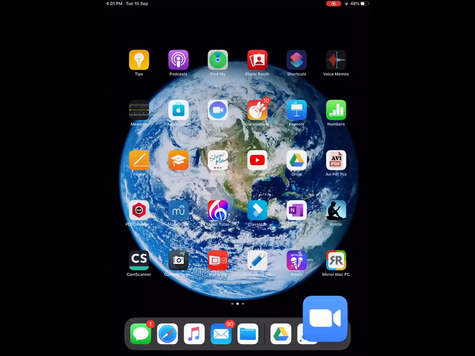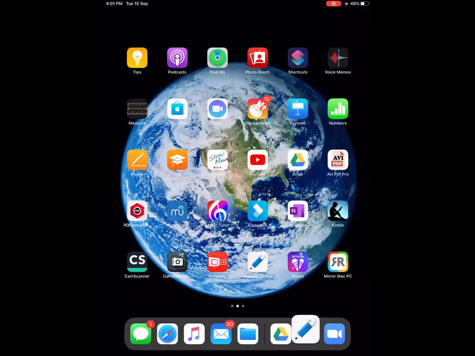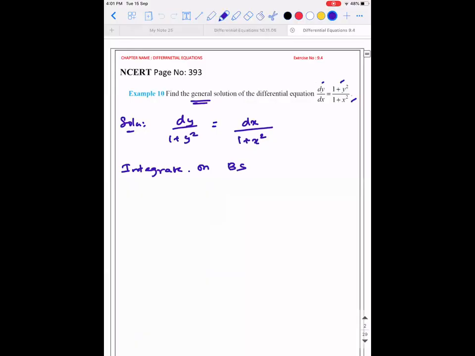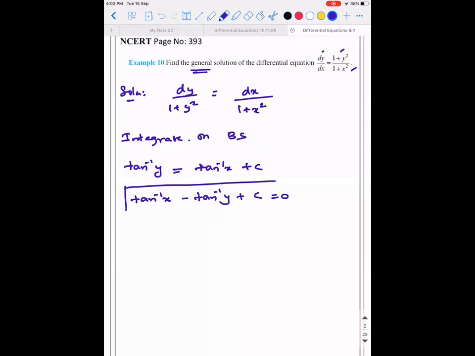Integrate on both sides. Okay, when you integrate on both sides, what is integral of 1 by 1 plus y square? Tan inverse y. Yes, tan inverse y is equal to tan inverse x plus c. Okay, so what will be the required answer? Tan inverse x minus tan inverse y plus some constant is equal to 0. That constant can either be c, k, anything.